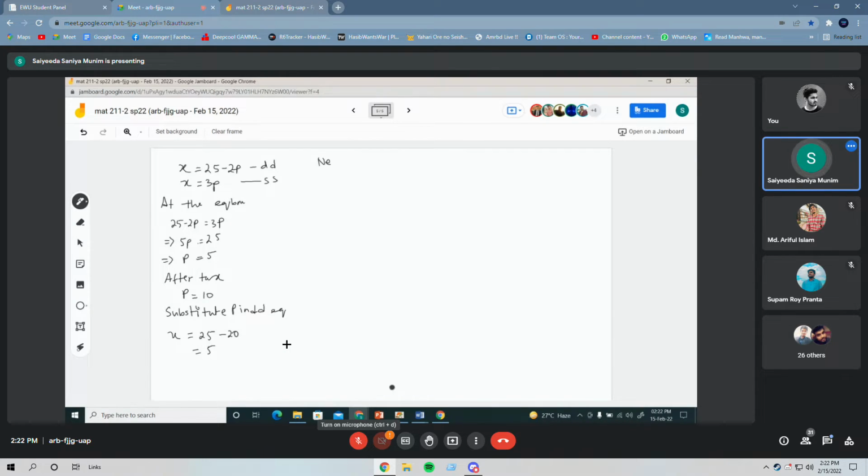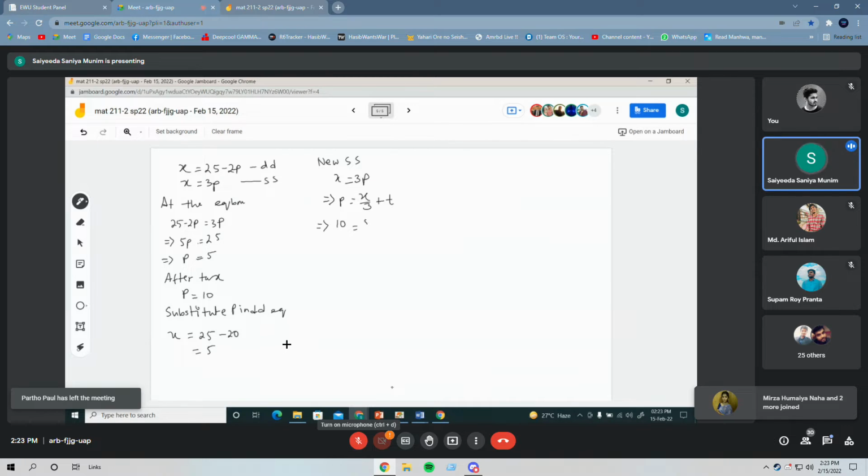New supply equation, X is equal to 3P. So P is equal to X by 3 plus tax. Now P we know is 10. X is 5 by 3 plus tax. So tax is 25 by 3.